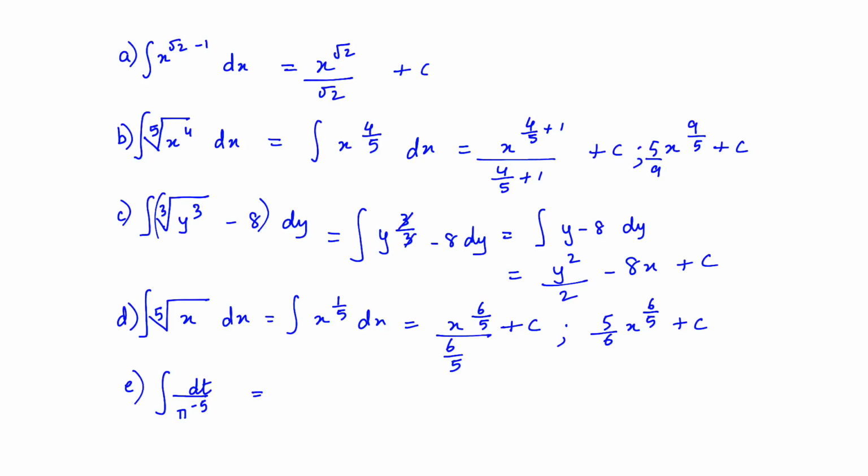Next question you have 1 over pi to the power of negative 5 dt. So first let's bring the pi to the power of negative 5 up, and we will get pi to the power of 5 dt. Pi to the power of 5 is a number. Whenever you integrate a number, I told you you put x next to it. But in this case, we don't have dx, we got dt. So when I integrate pi to the power of 5, it's going to be pi to the power of 5 t plus c.